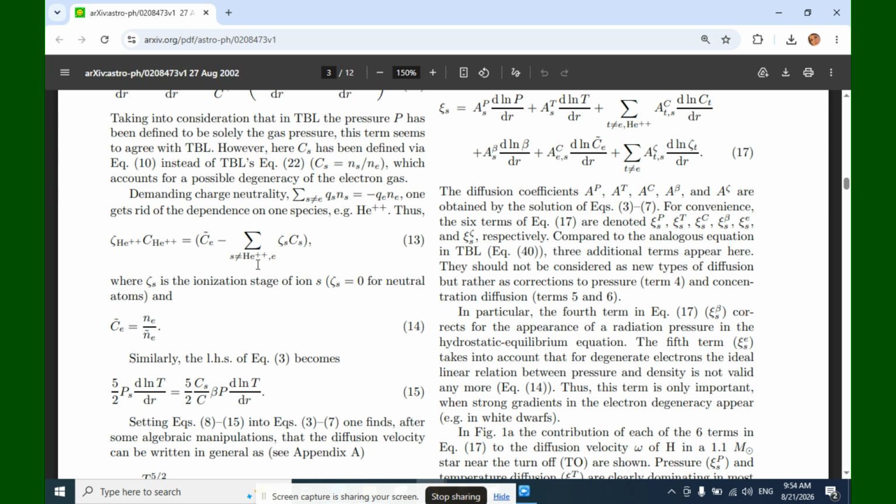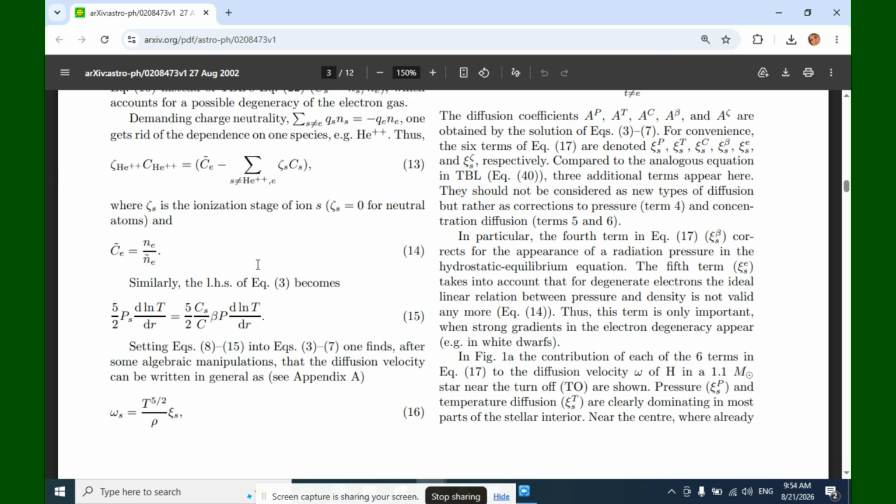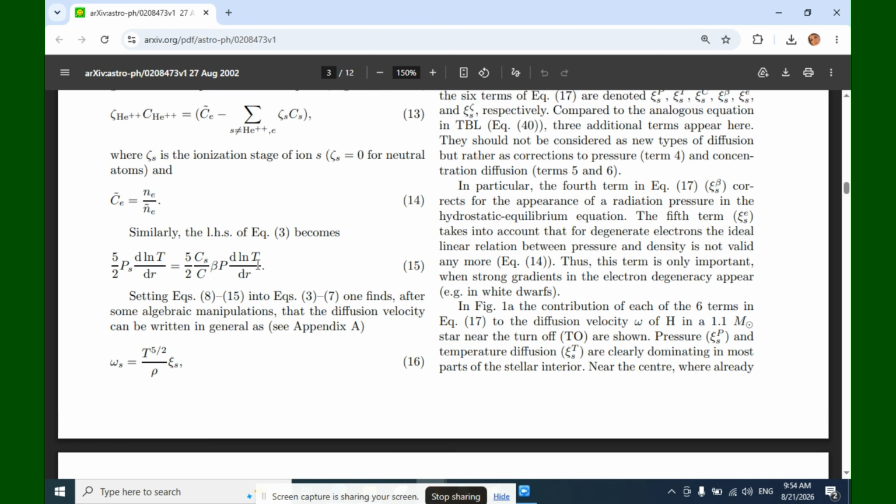Similarly, the LHS of equation 3 becomes 5 divided by 2 Ps dlnT divided by dr, which is equal to 5 divided by 2 Cs divided by C beta P dlnT divided by dr. Setting equations 8 to 15 into equations 3 to 7, one finds after some algebraic manipulations that the diffusion velocity can be written in general as omega s is equal to T to the power of 5 divided by 2 divided by rho zeta s.